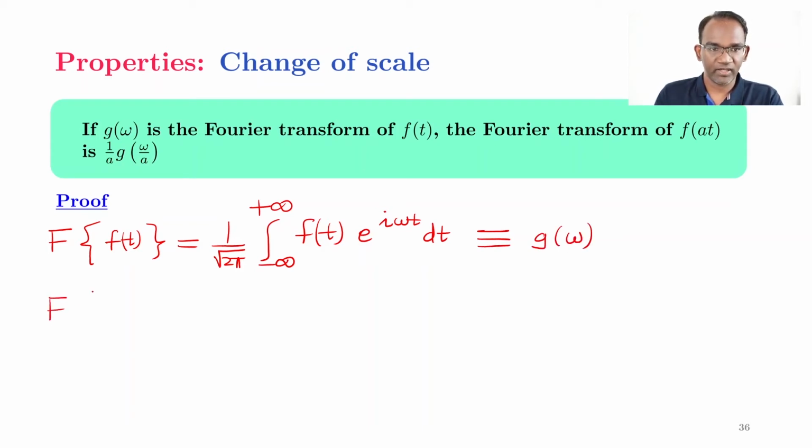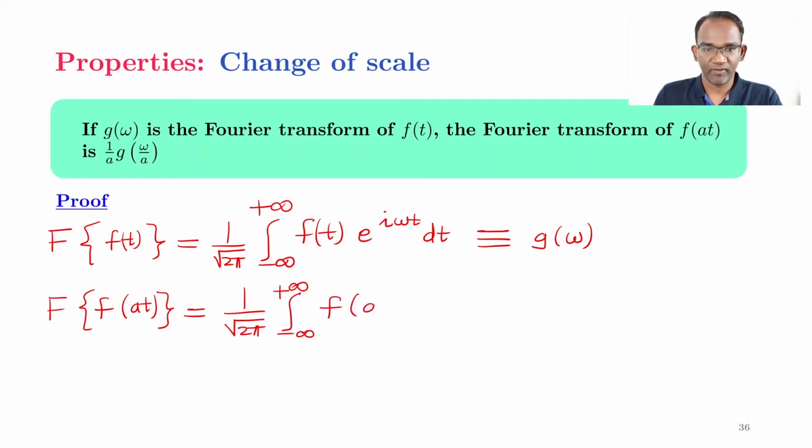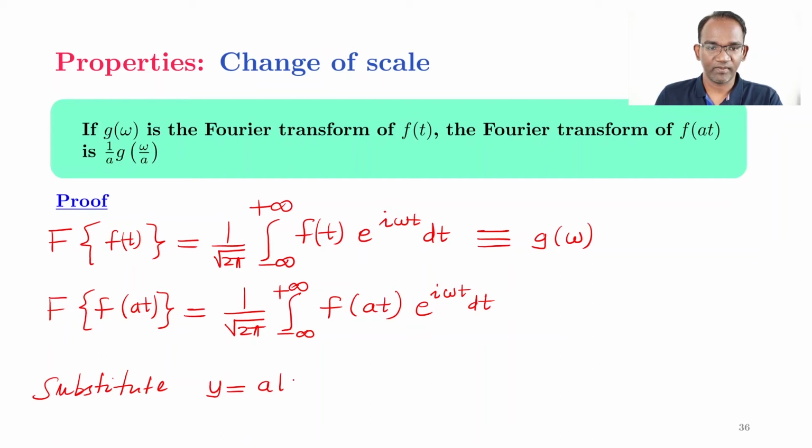Let us now try to find the Fourier transform of f(at). So this is equal to 1 over square root of 2 pi integral from minus infinity to plus infinity f(at) e raised to i omega t dt. Now in the next step, we'll substitute y equal to at. This gives us dy equal to a times dt.